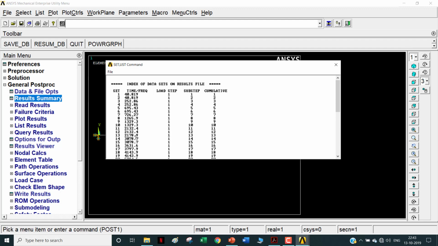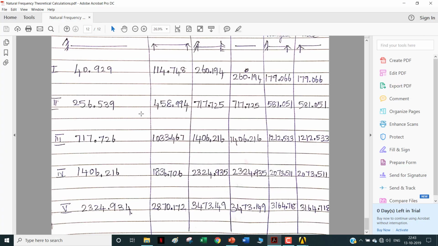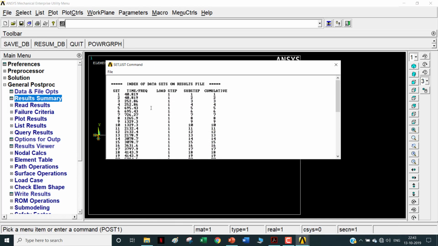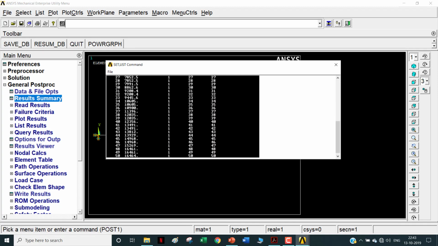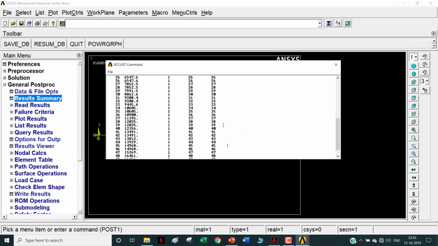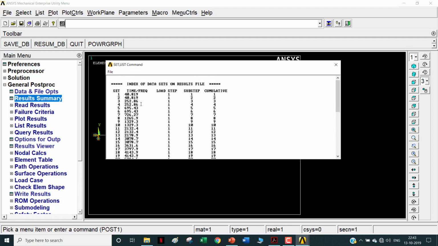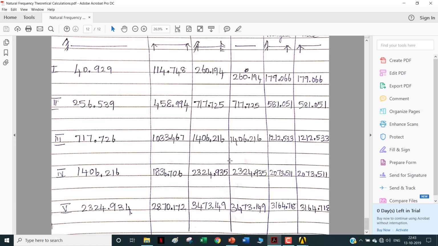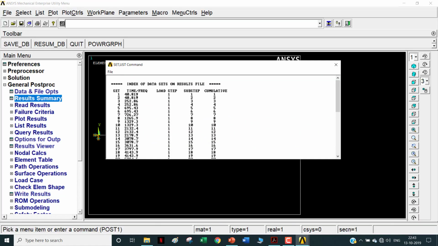Right? Okay, just compare these values. Compare the values that you get in the theoretical answer and see which of the values is very much closer to the value. Just copy all these 50 values, put them in a notepad, and file it in your manual. But in order to compare with the theoretical answer, compare only the 5 values from ANSYS which are very much closer to the theoretical calculation.